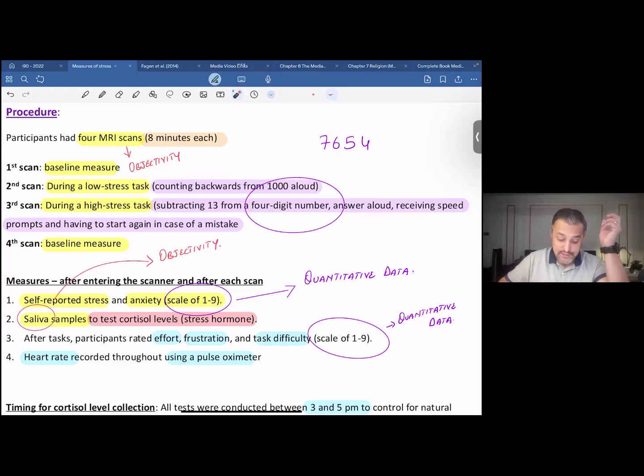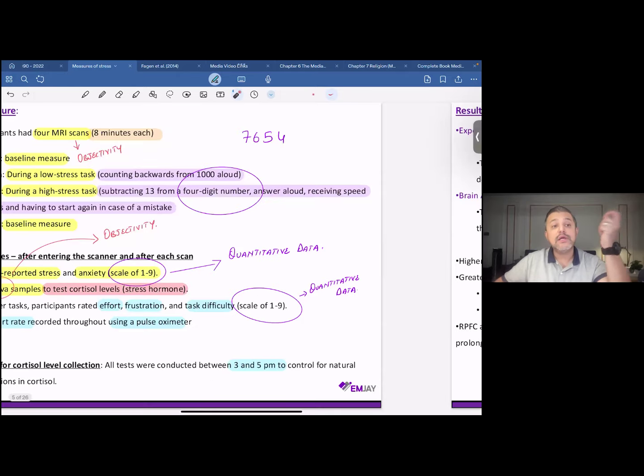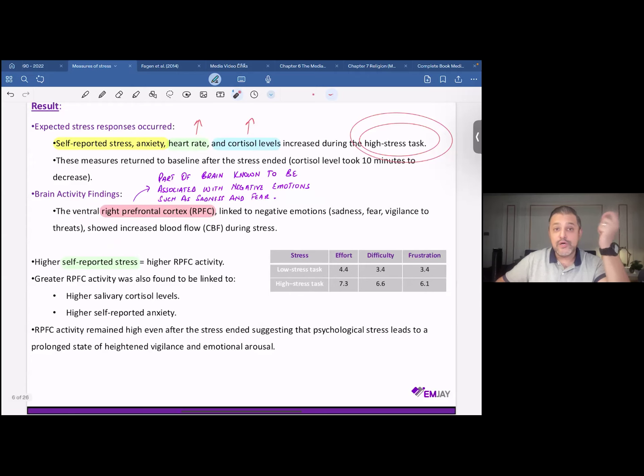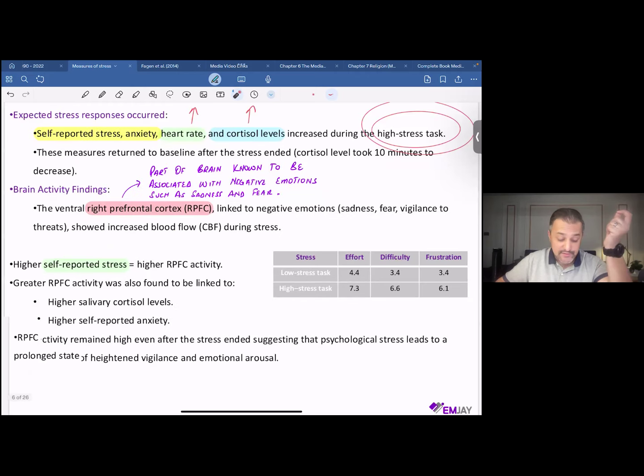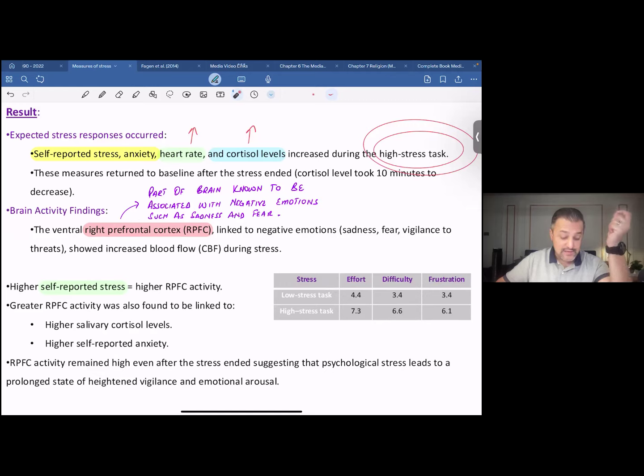Taking this ahead, if we have a look at the results real quick, the results of this study were as expected, as hypothesized by the researchers. It was expected that the self-reported stress, anxiety, heart rate, and cortisol levels would increase during the high stress task. And guess what? It actually did happen. The self-report measures showed that the participants felt more stress and more anxious. If you look at an objective measure, the heart rate, yes, they had a high heart rate. Yes, the cortisol levels were high when they were going through the high stress task.